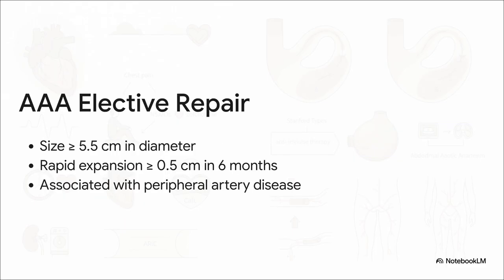For asymptomatic patients, there are strict thresholds for elective surgical repair. You recommend surgery when the aneurysm diameter reaches 5.5 centimeters or greater, if it expands rapidly by 0.5 centimeters or more within just a 6-month period, or if it's associated with peripheral artery disease. Otherwise, you manage them conservatively with smoking cessation, aspirin, statin therapy, and serial ultrasounds. Remember, missing a threshold here isn't just a lost exam point, it's a missed window to prevent a catastrophic rupture. Lock down these specific criteria and you'll be well prepared for any vascular question they throw your way.